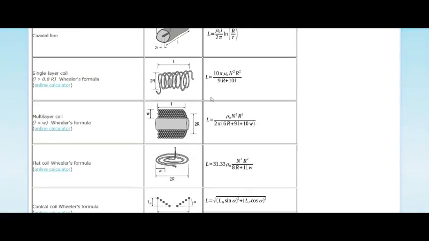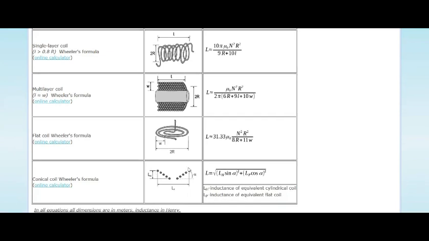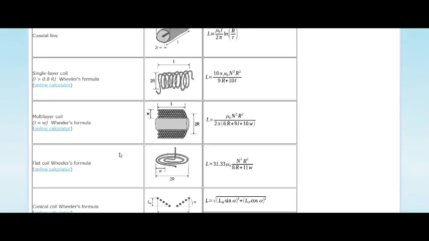Now here's the ones where it gets interesting for me. Single layer coil, looks like that. Multi-layer coil, flat or pancake coil. And even if you want to do a conical, you can get the formulas for that. So it's neat that there's all these formulas, and just real quick, you have your inductance over here, and pi usually comes into play at some point.